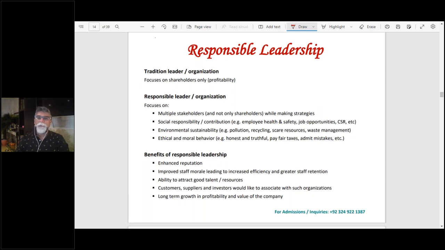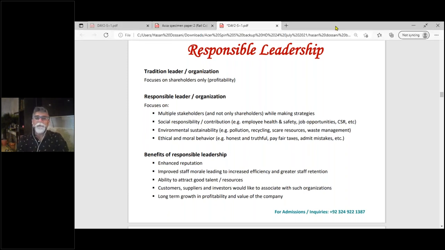A traditional leader used to focus on shareholders only. Whereas now, in the last 5 to 10 years, good responsible leaders and good responsible organizations have started focusing on wider stakeholders in addition to, obviously, the shareholder. So what is a responsible leader?